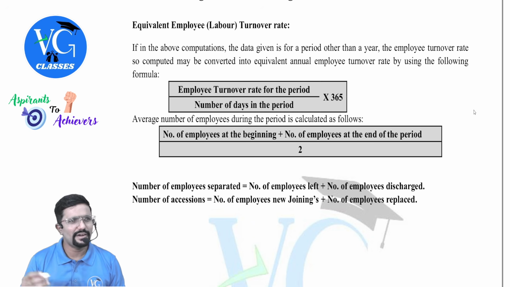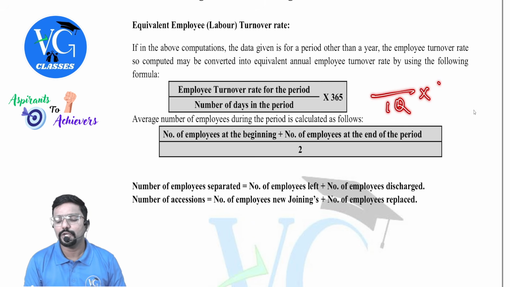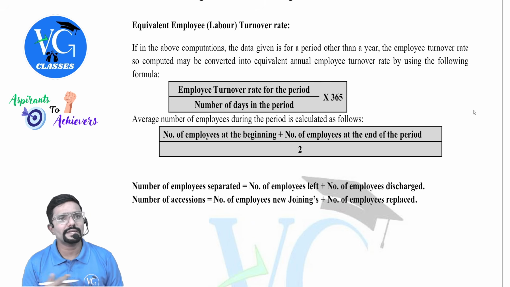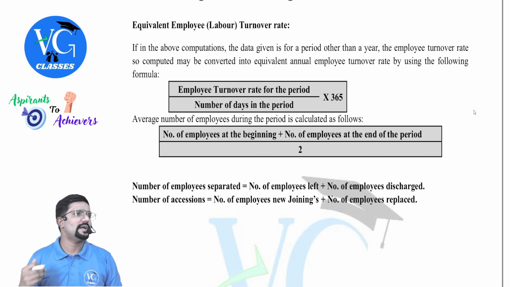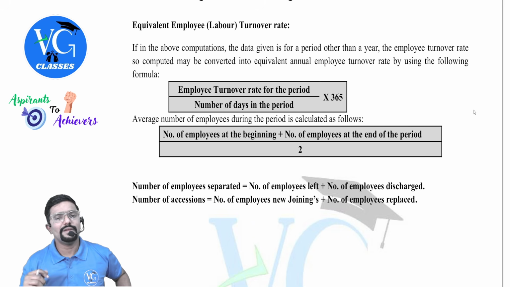Okay, assume, as I already explained, sir, we have calculated for one quarter. So divided by one quarter, into 4 quarters. Assume we have calculated employee turnover for a month. So divided by 1 month, into 12 months. Clear? Yes. Next, average number of employees.